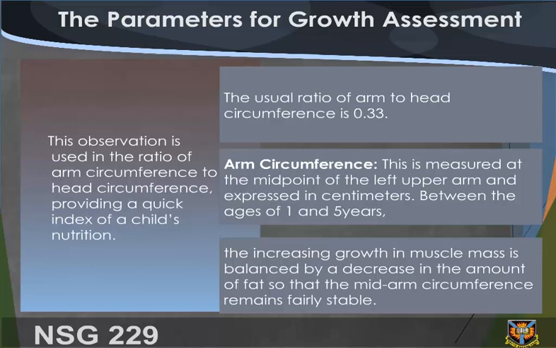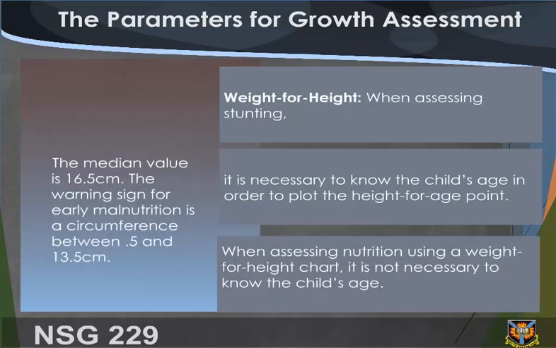Arm circumference. This is measured at the midpoint of the left upper arm and expressed in centimeters. Between the ages of 1 and 5 years, the increasing growth in muscle mass is balanced by a decrease in the amount of fat, so that the mid-arm circumference remains fairly stable. The median value is 16.5 centimeters. The warning sign for early malnutrition is a circumference between 5 and 13.5 centimeters.